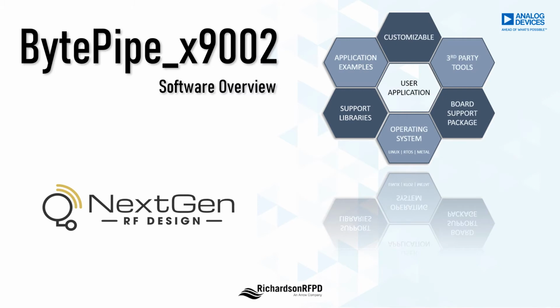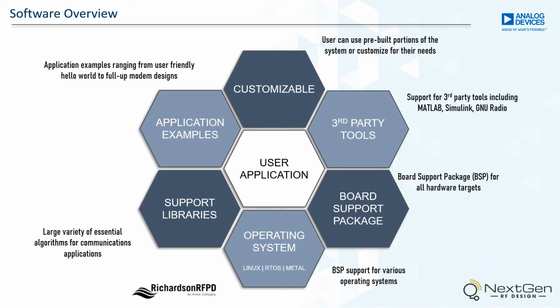The following slides outline the BytePipe 9002 software provided by NextGen RF Design. Along with hardware, NextGen RF Design provides a software ecosystem to enable developers to quickly integrate the SOM into their product. This ecosystem is built around enabling the customer by providing board support packages and reference designs. The user can use pre-built portions of the system or customize for their needs. The BSP supports Linux, RTOS, and bare metal operating systems with application examples for each.